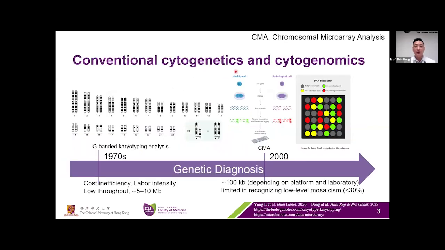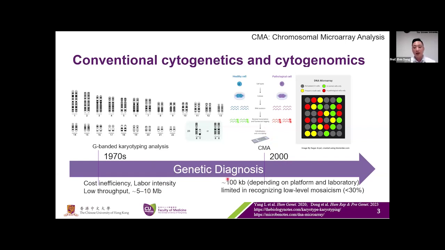In the old days, conventional cytogenetic or cytogenomic approaches relied on karyotype analysis, which has been used for six or seven decades. It has low efficiency, is labor intensive, has low throughput, and only reports variants at a resolution of 5 to 10 megabase, highly relying on the banding level it generates. Then chromosomal microarray was introduced, because of its higher resolution for detecting microdeletion and microduplication.